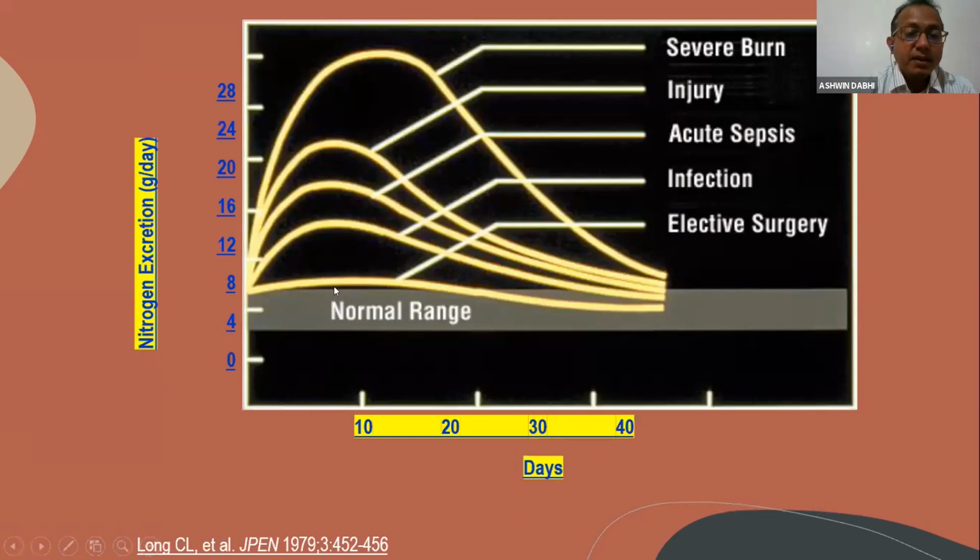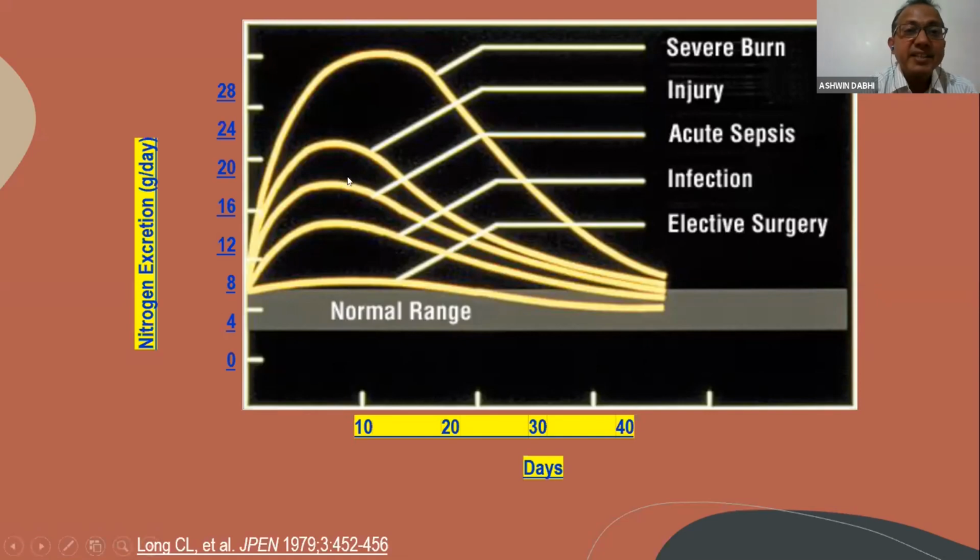this wonderful publication from Dr. Long, which was published in the Journal of Parenteral and Enteral Nutrition, what we found is that somebody who is undergoing, say, an appendicectomy had a marginal increase in nitrogen excretion. In healthy people, nitrogen excretion is 4 to 8 grams in a 24-hour urine. And remember, it's nitrogen. So when you want to convert nitrogen into protein, you have to multiply it by a factor of 6.25.